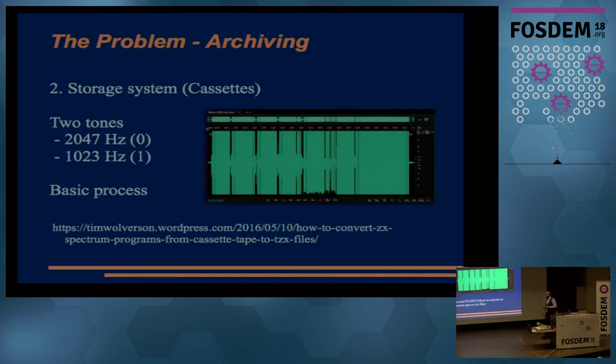Cassettes were recorded using generally two tones. They're two different beeps. A lot of people can probably remember the sound of their computer tapes. They probably played it through audio and it goes beep, beep, beep. All that's going on is there are just two tones there. In the case of the Spectrum, it's a 2047 hertz tone for a zero and just under a kilohertz tone for a one. As you can guess, it takes longer to store a whole tape of zeros than it does of ones. And if your tape is slowing down or speeding up, then those pitches will not sound right.